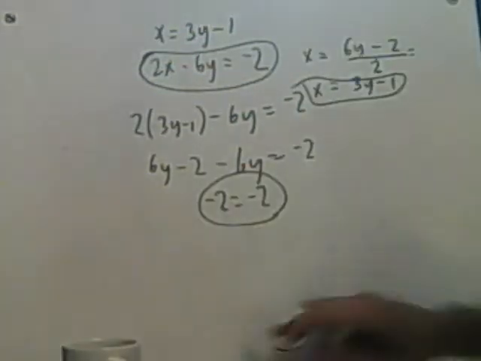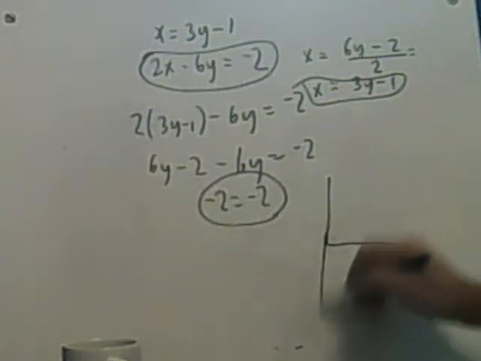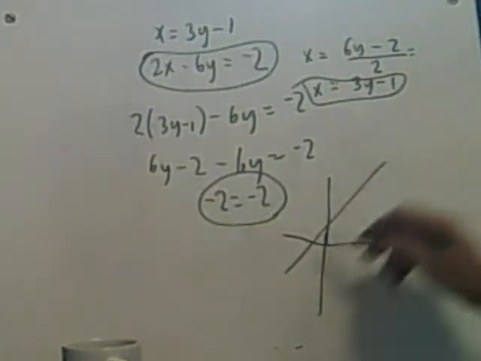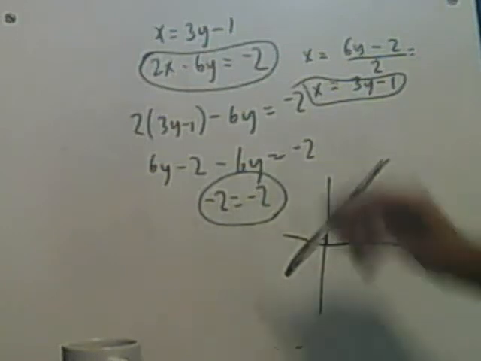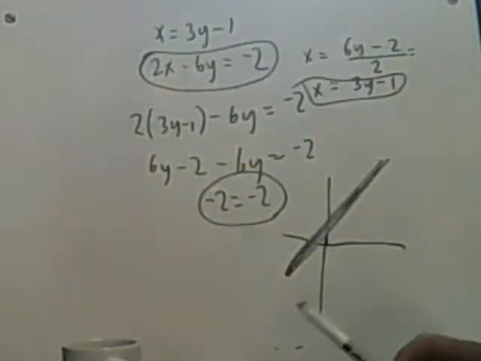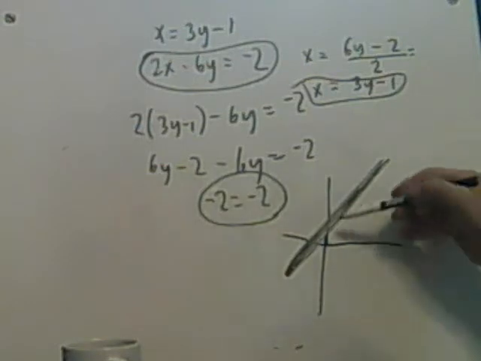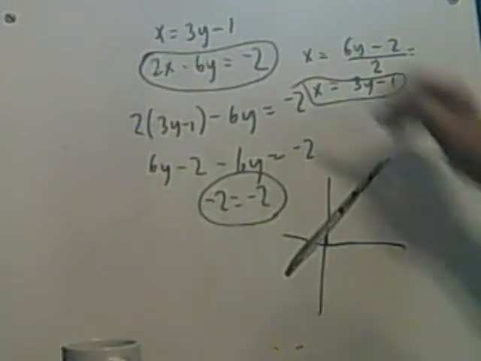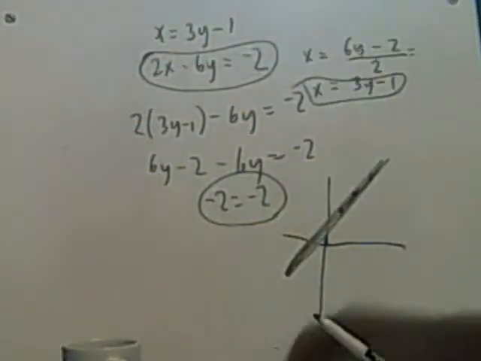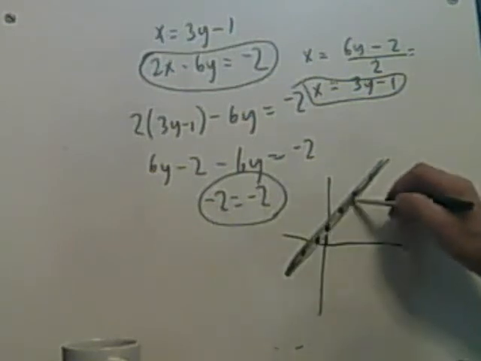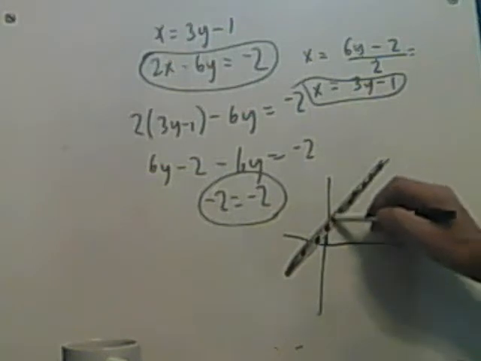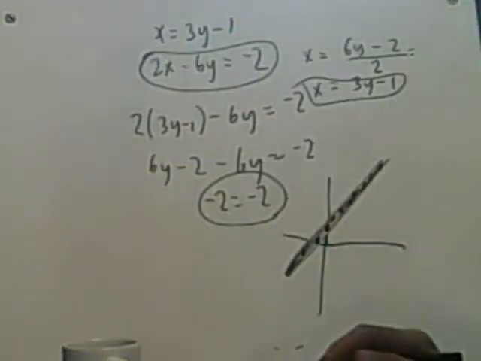So if you plotted this as two lines, there'd be two lines right on top of each other. So there's an infinite number of solutions. Any xy pair which is on this line will be a solution of both equations. So there will be an infinite number of solutions. So when they ask what is the solution set for this, it's going to be an infinite number.